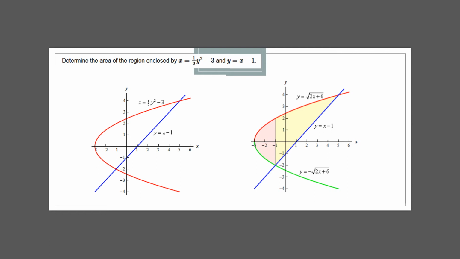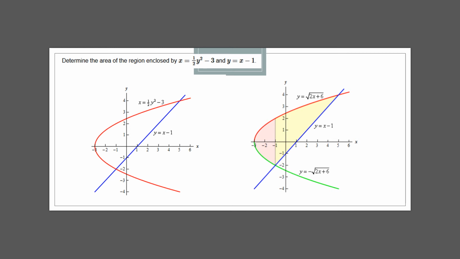Or if we convert these two equations in terms of y, which we see on the right-hand side of the second diagram, the same curve can be represented as follows. The red one, instead of saying x equals half y squared minus 3, we have y is square root of 2x plus 6. The blue one, instead of saying y equals x minus 1 or x equals y plus 1, I have the same line, y equals x minus 1.